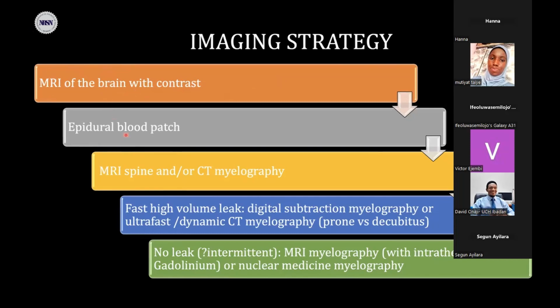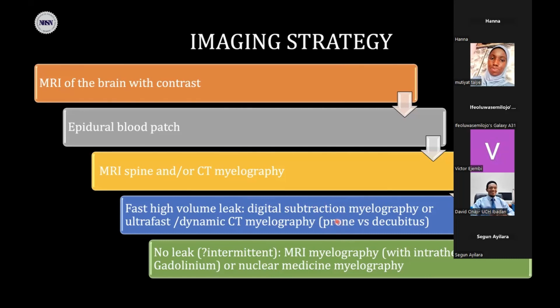We want to do a speculative epidural patch post the MRI of the brain, following which an MRI of the spine or myelography can be done. In cases where there's a fast high volume leak, you want to consider digital subtraction myelogram or a dynamic CT myelogram. If you have a positive MRI of the brain and a positive MRI of the spine, then you want to consider putting the patient in the prone position whilst you investigate for the leak.